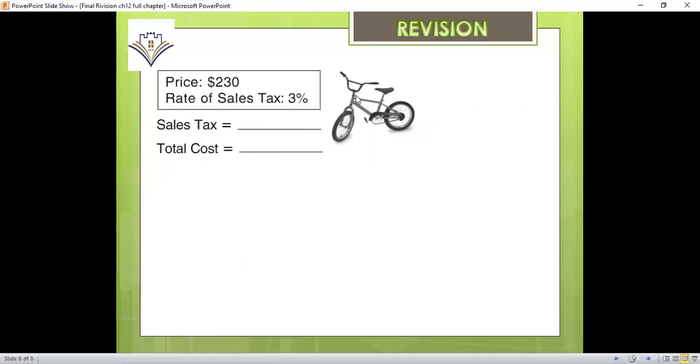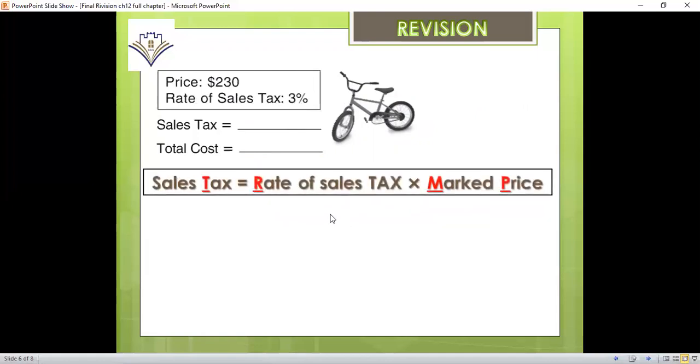We have here this bicycle, and the price of this bicycle is $230, and the rate of sales tax is 3%. We need to calculate the sales tax and the total cost. Firstly, you should remember this formula: sales tax is equal to rate of sales tax multiplied by market price. Then sales tax is equal to the rate of sales tax, 3%, multiplied by the market price, 230. I need to calculate 3% of the market price.